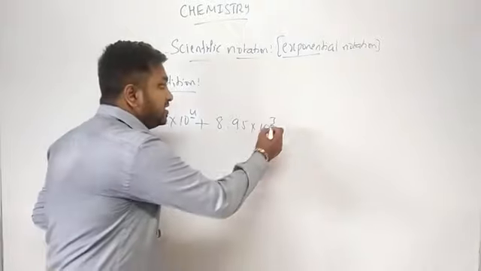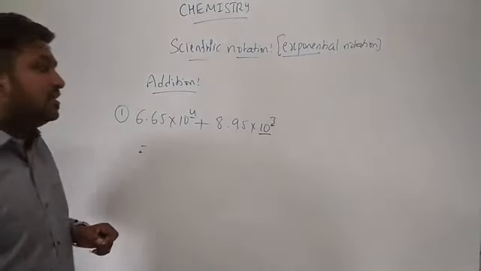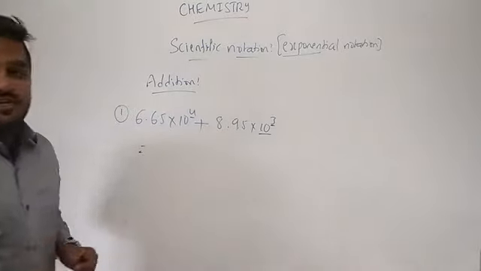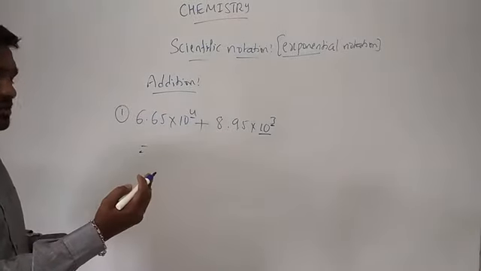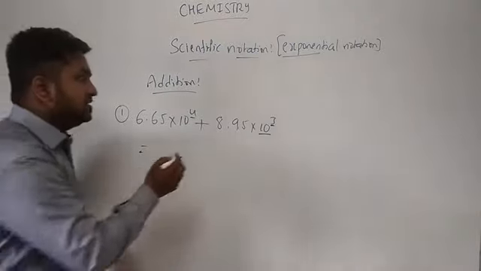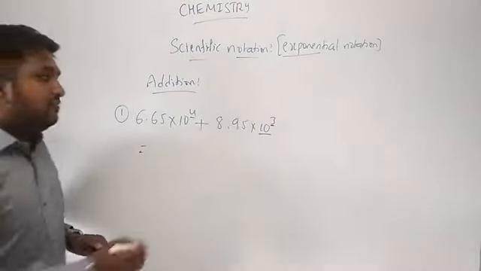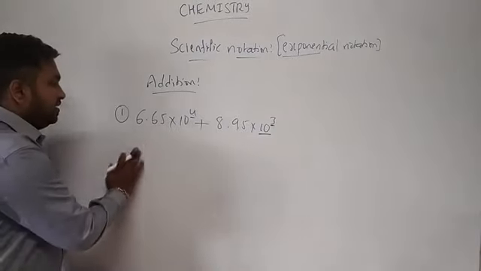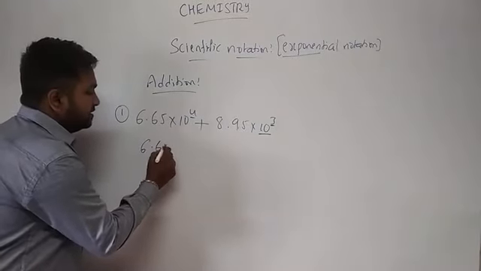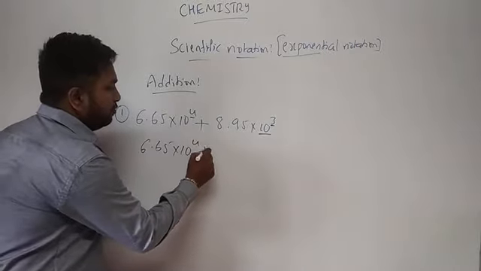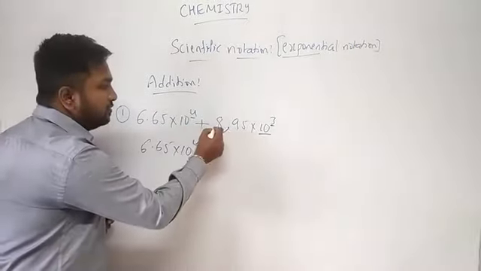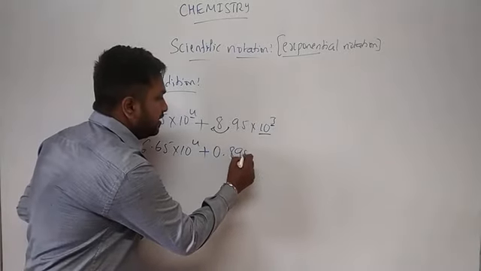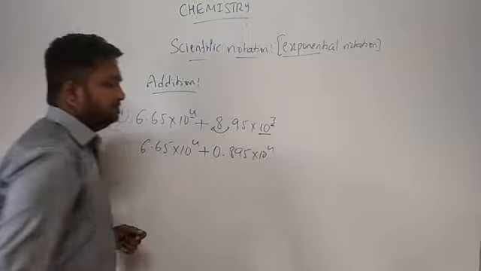How can we increase the exponents? We can increase the exponents by moving the decimal point towards the left side. When the decimal point is moved backward, towards the left, we can increase the exponent. Clear? So let's take the same example: 6.65 into 10 to the power 4 plus, moving this decimal point, 0.895 into 10 to the power 4.